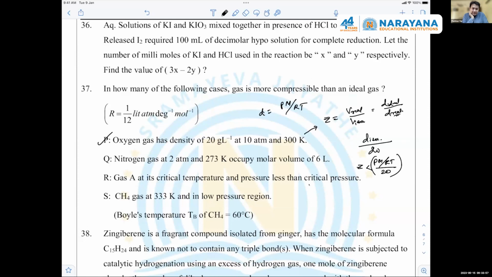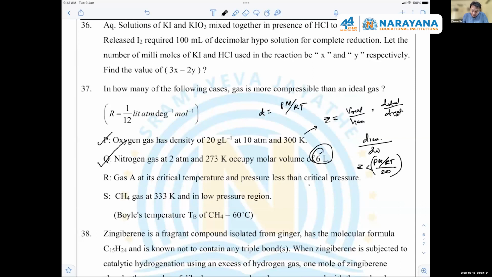The Q option is nitrogen gas at 2 atm and 273 K. You can virtually see that an ideal gas would have taken 11.2 liters, but it is taking 6 liters. You see this? So an ideal gas would have been taking 11.2 liters. So the volume is less. So clearly there are more attractive forces operating. So there also Z should be less than 1.